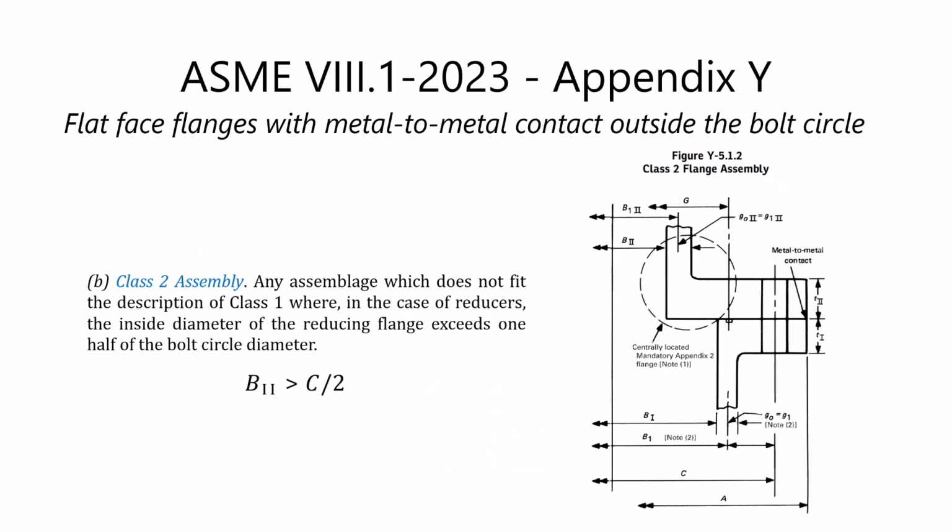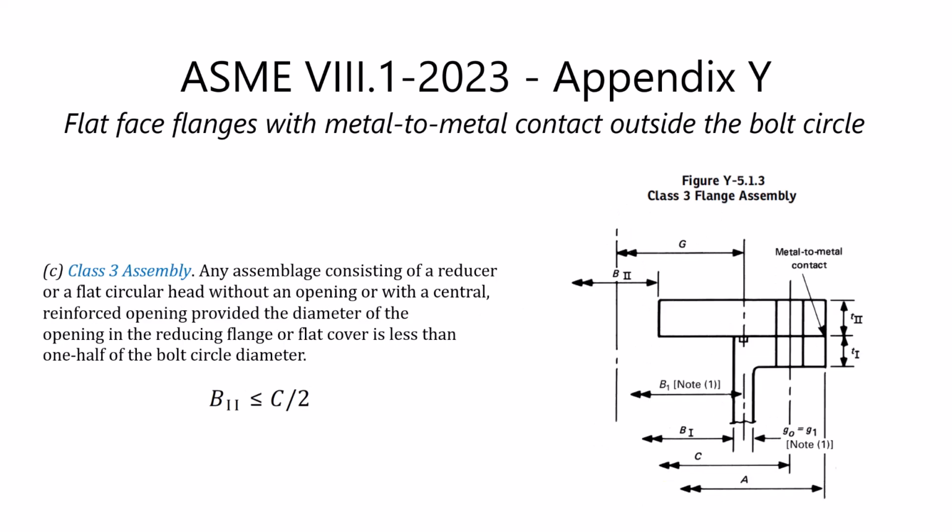Class 2 groups two flange assemblies that are not identical, where in the case of reducers, the inside diameter B2 exceeds half of the bolt circle diameter. Class 3 assembly is composed of a flange and a cover. If that cover has a central opening, it is considered in the calculation as long as its diameter is less than one half of the bolt circle diameter. If openings are multiple or not central, they are simply ignored.